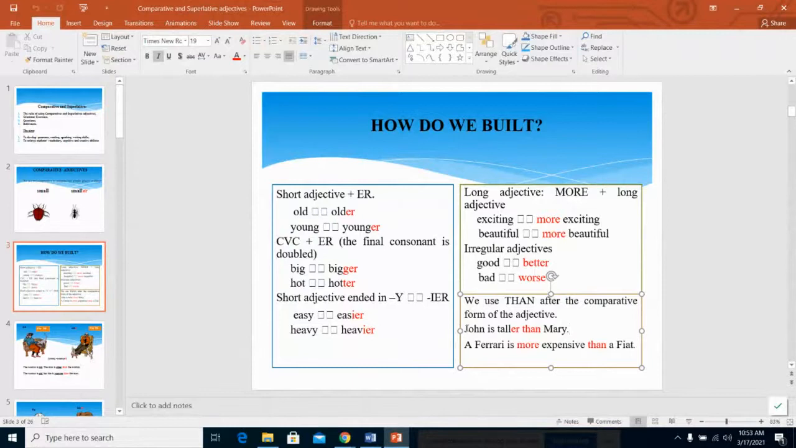So how do we make sentences like this? John is taller than Mary. So we add the word than plus the comparative form of the adjective. A Ferrari is more expensive than a Fiat. So this is how we build them. If you have any questions, you may ask me now.